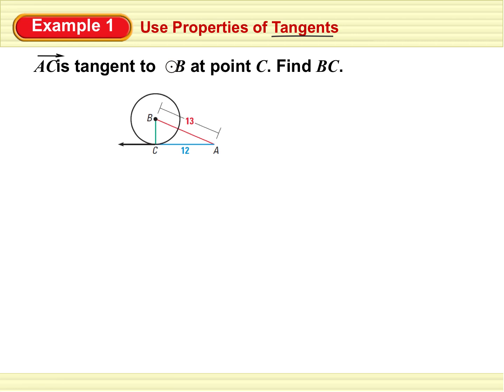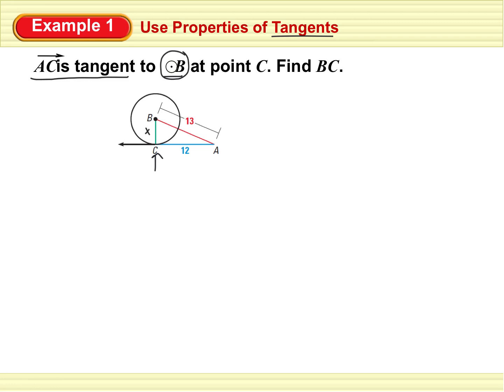Okay, so here it says AC is tangent to circle B. They name circles based off of their center. At point C, they say it's tangent at point C. What do we call that point? Point of tangency. Okay, it wants us to find BC. So I'm going to put an X there because that's what it wants us to find.